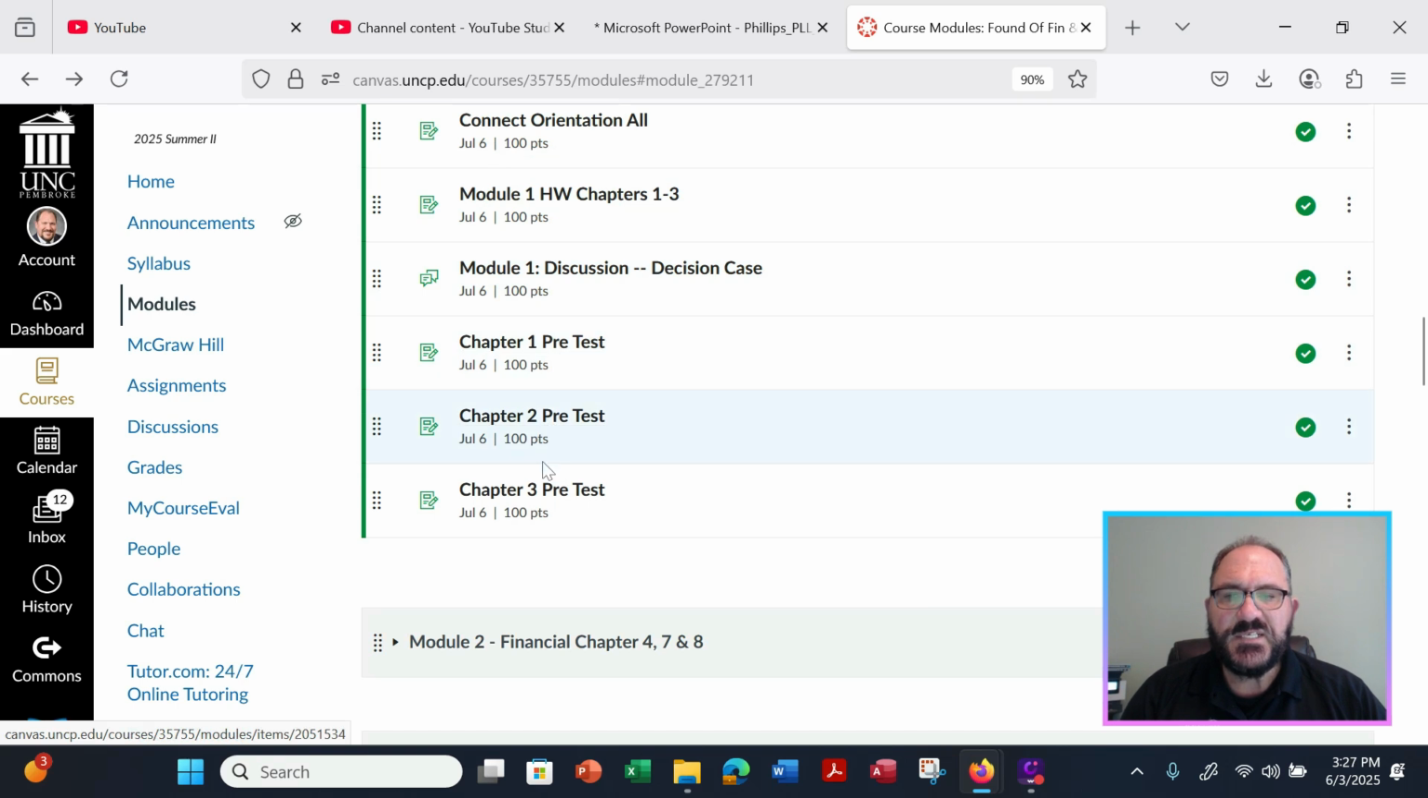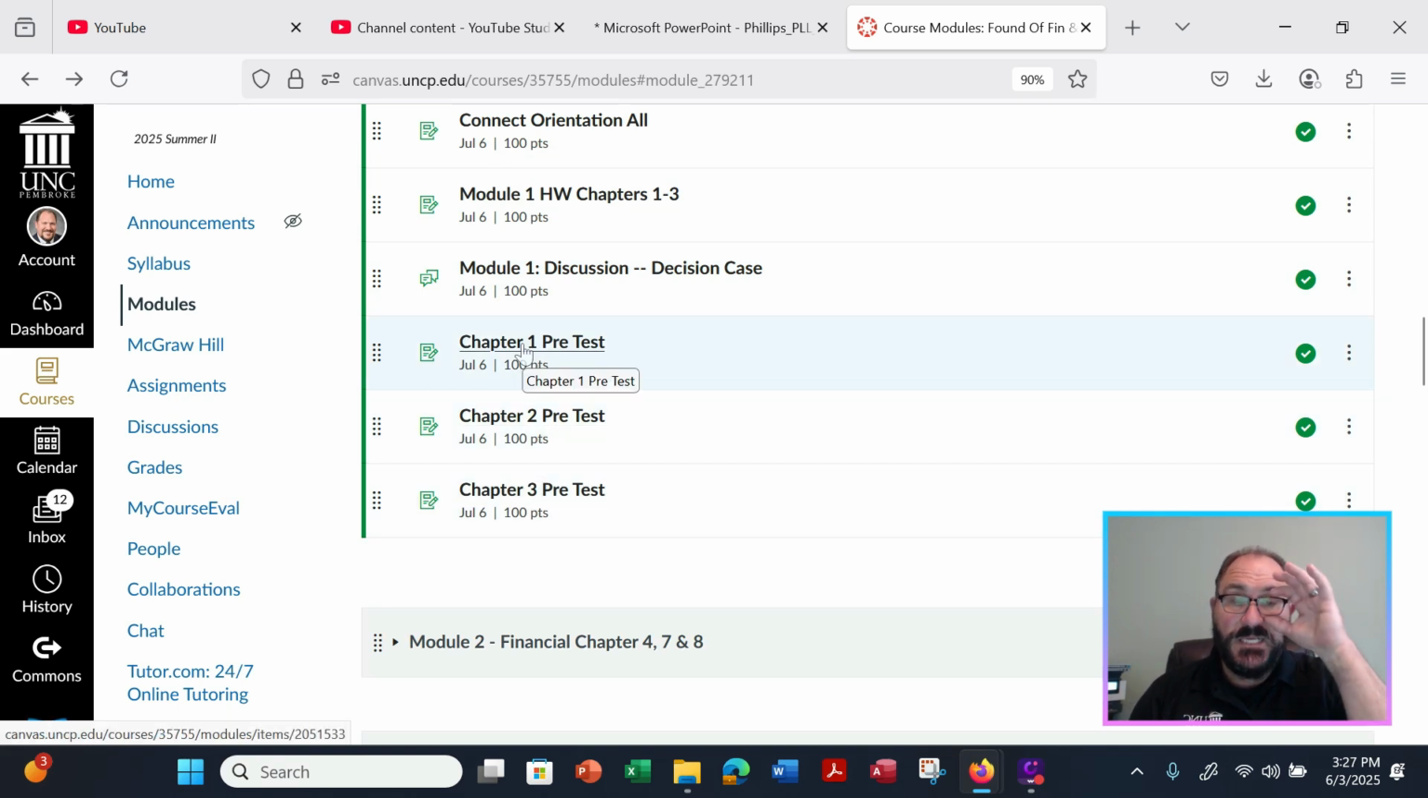Now here are the pretests. On these pretests, you can do them as many times as you like, and I suggest you do them a couple times, until you get 100. Number 1, because you want 100 on it. Number 2, these are open book and open notes. They're good practice for you when it comes time for the regular test. And number 3, they're very similar to the regular test. So if you can do well on these, you will do well on the test.